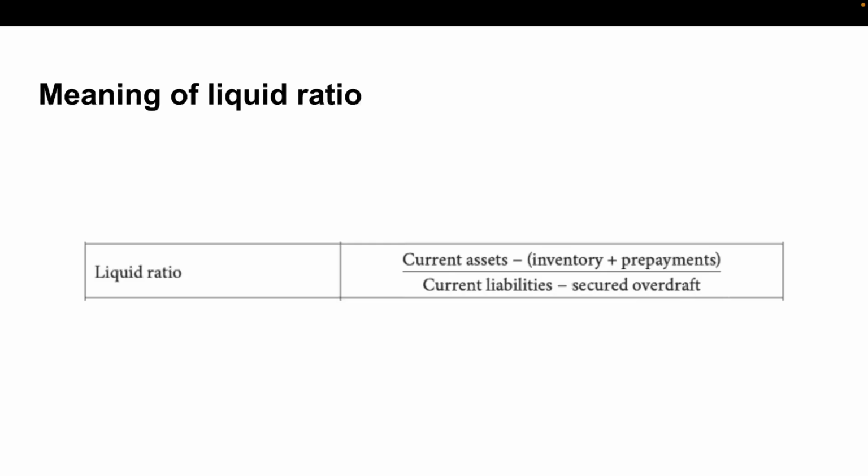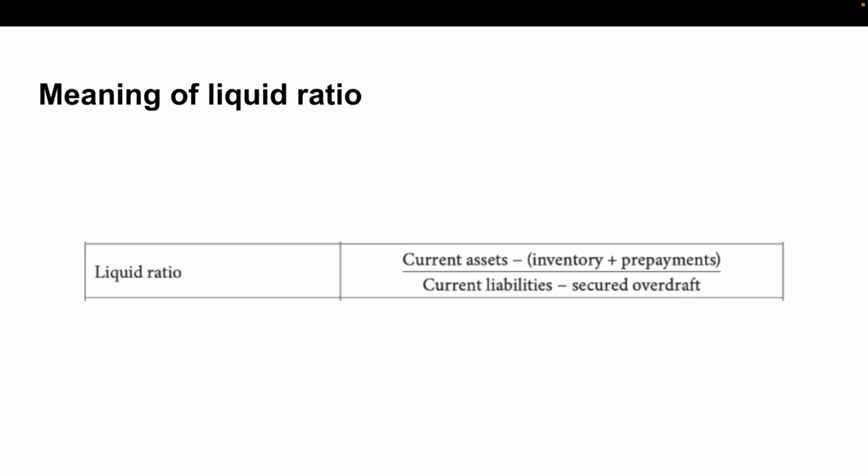So the formula for this is current assets minus inventory plus prepayments, divided by current liabilities minus secured overdraft. Just a little change with that formula, so it is 4 to 6 weeks, so it doesn't include all your current assets and current liabilities. An example for this one would be if your liquid assets are maybe 51,000 and current liabilities are 100,000, the ratio is 0.51 to 1.